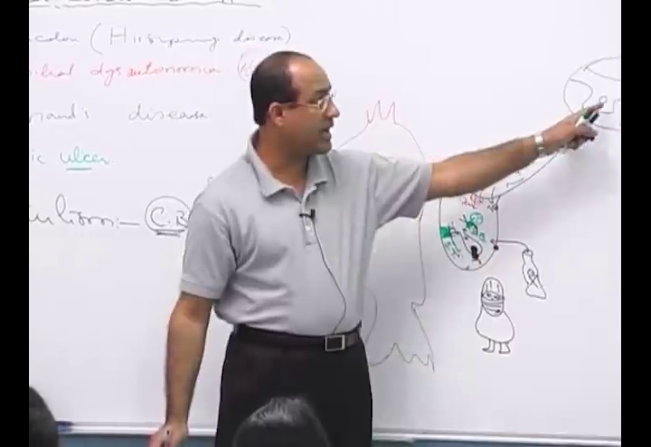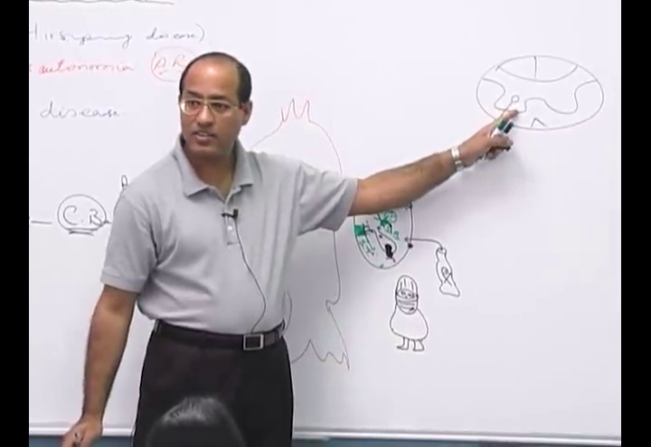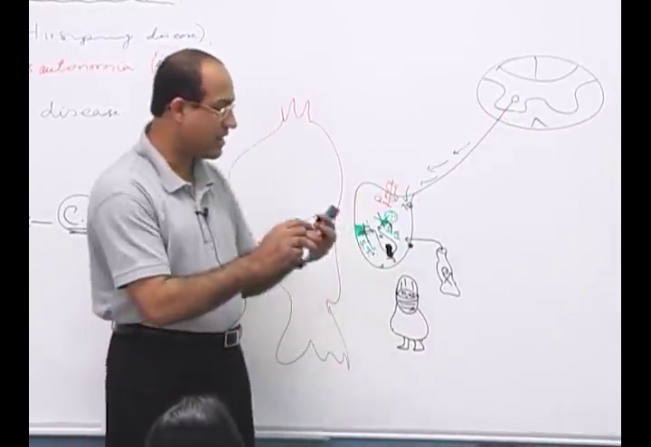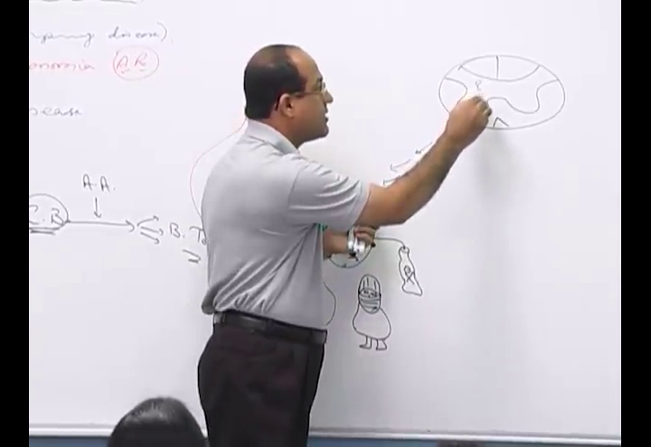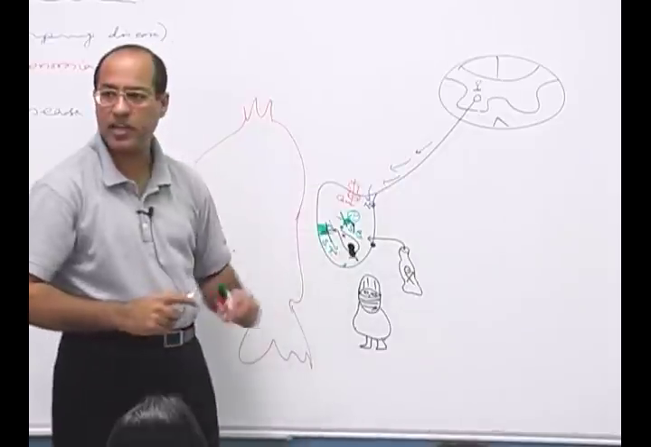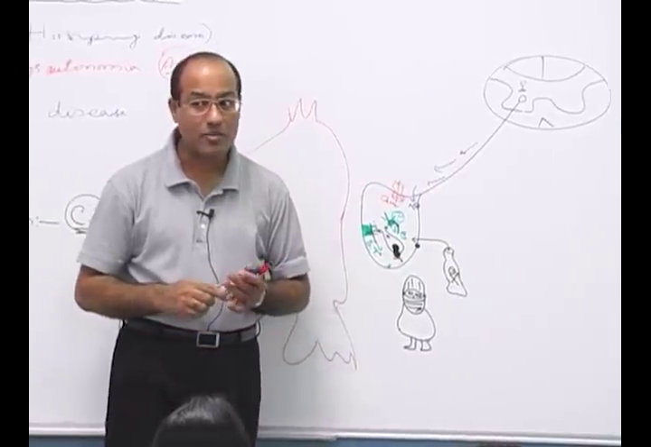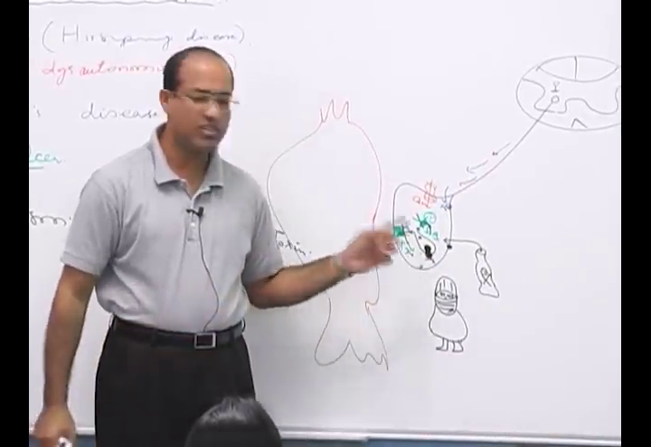Tetanus works over here. Somewhere here there are some inhibitory cells present, and these inhibitory cells are acted upon by tetanus. We are not talking about that. We are talking about this area.